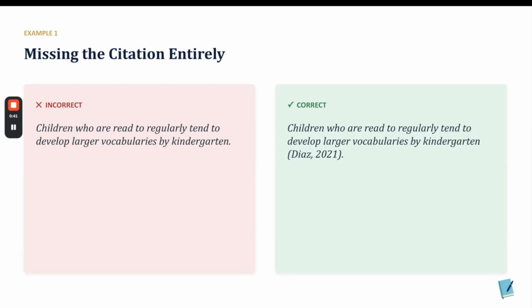So on the right hand of the slide, you can see how it would be correctly written. Children who are read to regularly tend to develop larger vocabularies by kindergarten. Parentheses, Diaz, comma, 2021, end parentheses, and then the period. This is not a real study. Please don't look this up. This is completely fabricated. It's just to make a point.